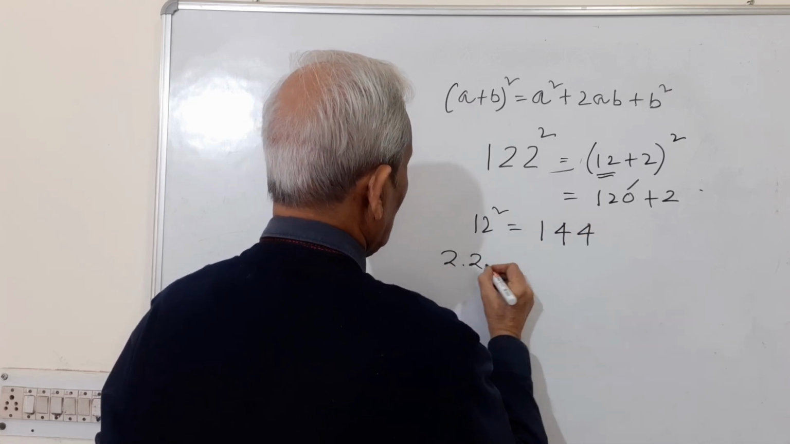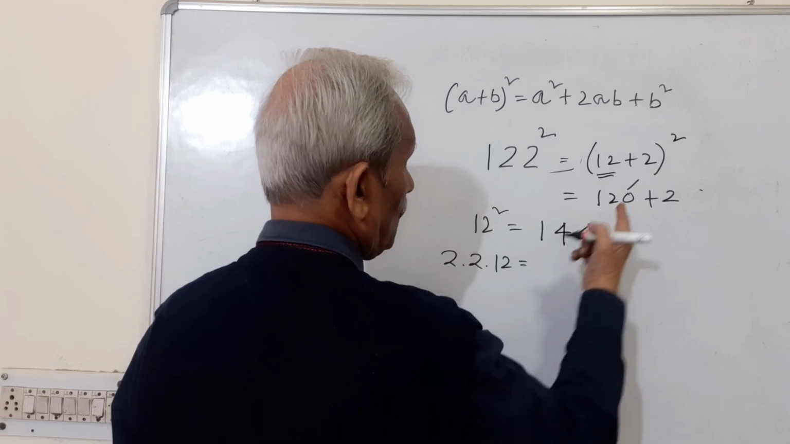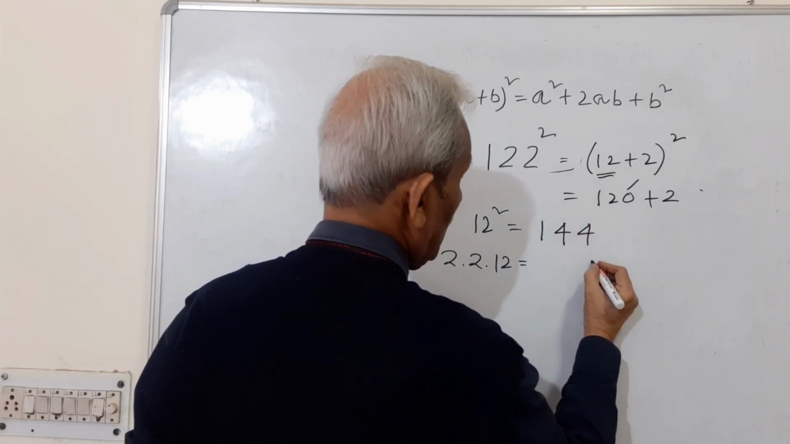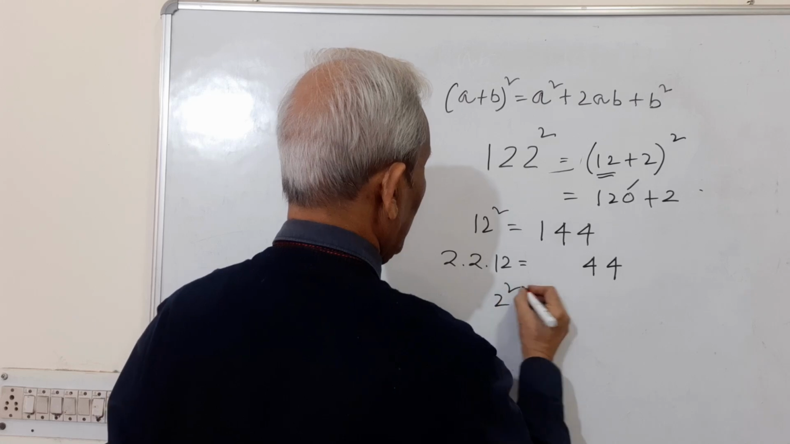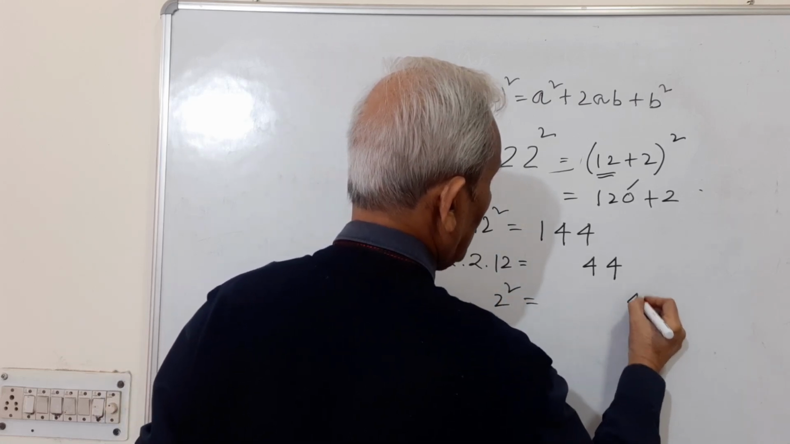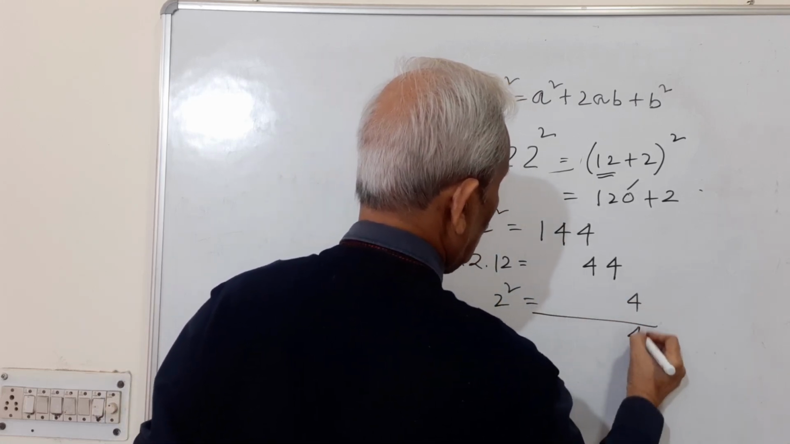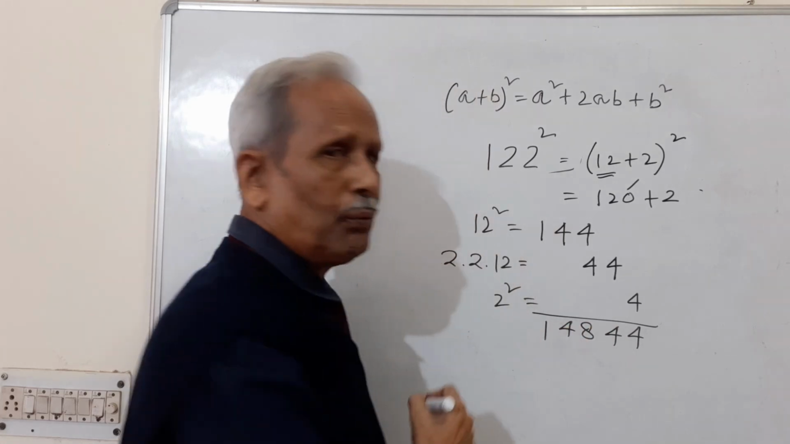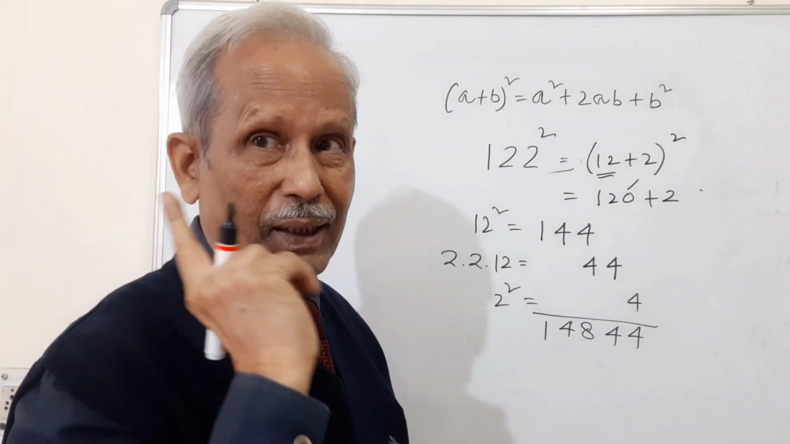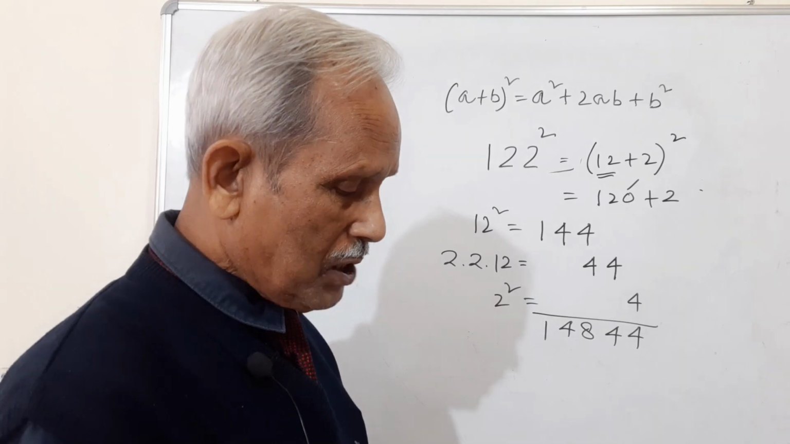2 into 2 into 12 is 44. So there is 1 0, one space to be left here, 44. And 2 square is 4, again one space is to be left. The answer again is the same, 4 4 8 4 1 1 4 8 4 4. I think you have understood it.